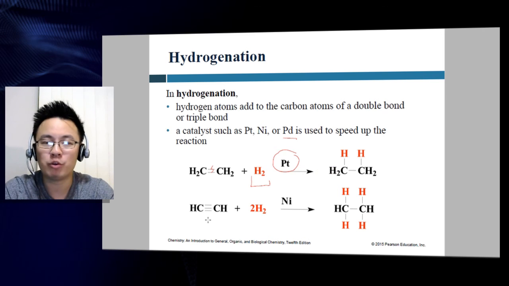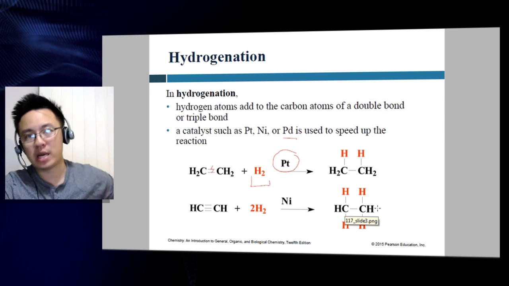Okay, we have here a triple bond mixed in with hydrogen gas in the presence of a catalyst to speed those things up. We will definitely have it becoming a saturated hydrocarbon.